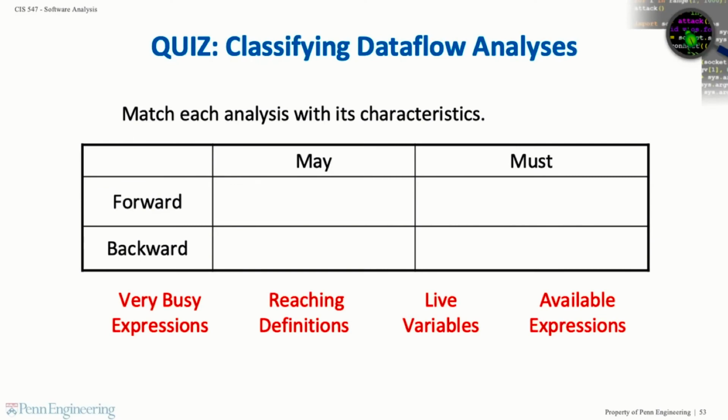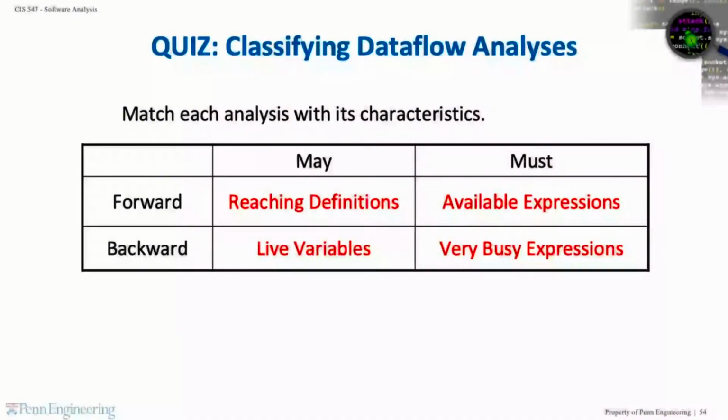We have seen 4 different data flow analyses along with their characteristics along 2 important dimensions: forward versus backward and may versus must. Let's wrap up the discussion with a brief review of these characteristics. Match each of the 4 data flow analyses with their corresponding properties. Type in the letter of the corresponding analysis into each box.